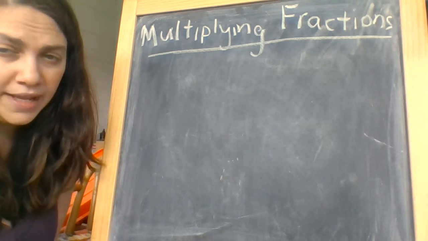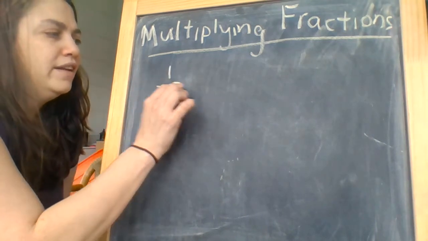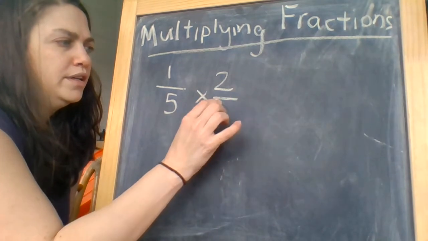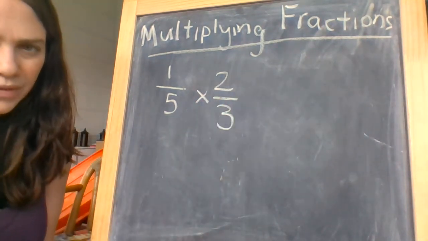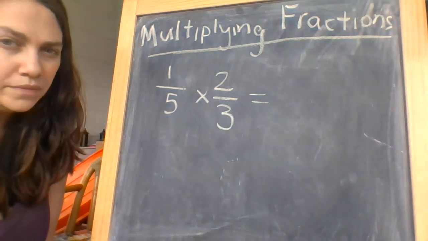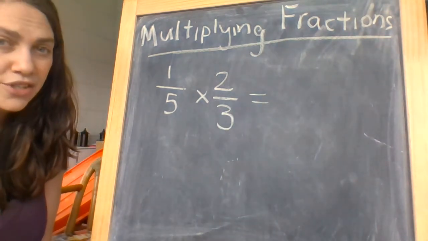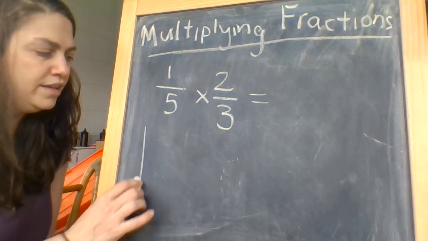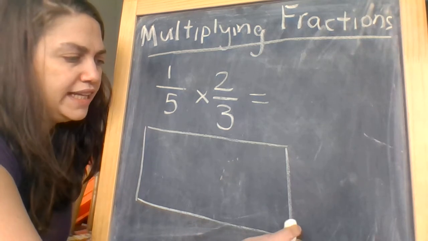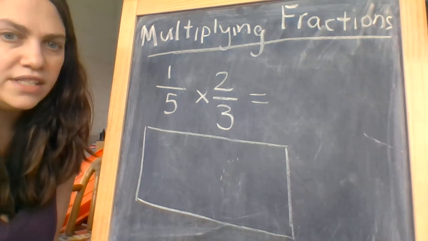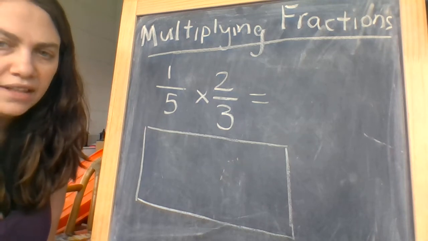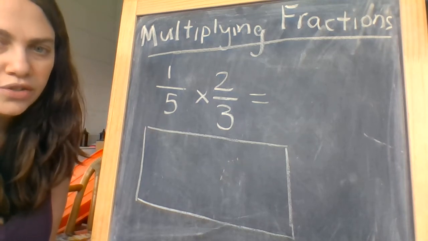Let's start by multiplying 1/5 times 2/3, and see what that equals. So I'm going to start by drawing a picture. I'm going to start by drawing 1/5. Now I'm going to draw my picture all together this time. When we did our adding fractions, I drew them as separate strips. With subtraction, I also did separate strips and then combined them. This time I'm just going to do one strip.